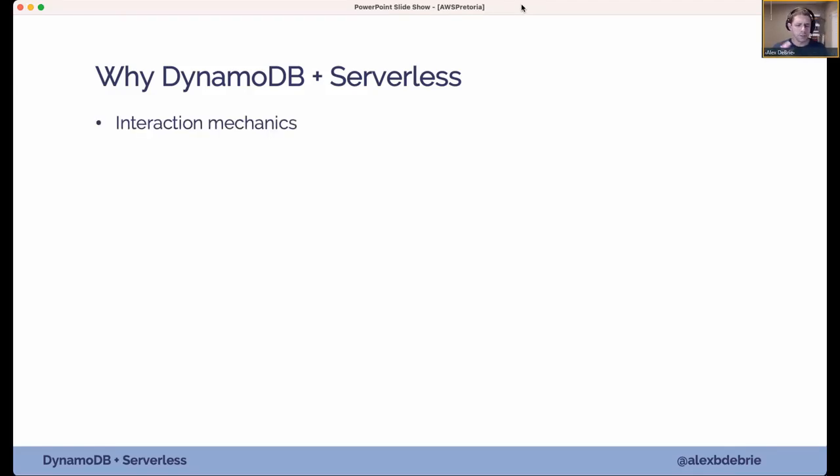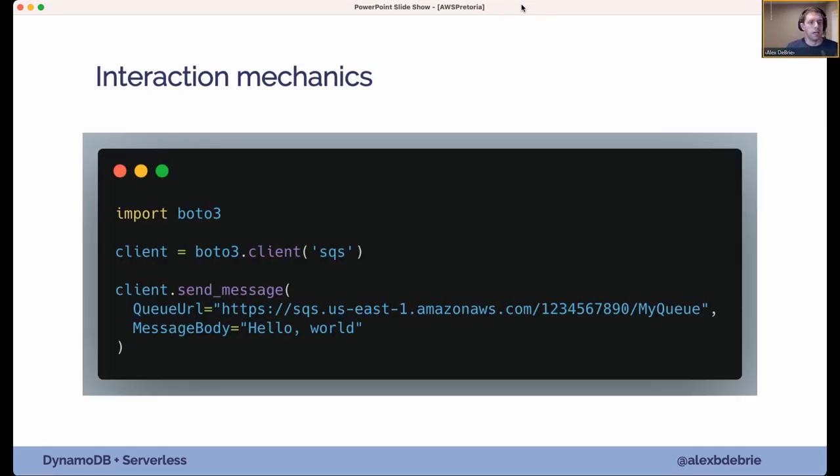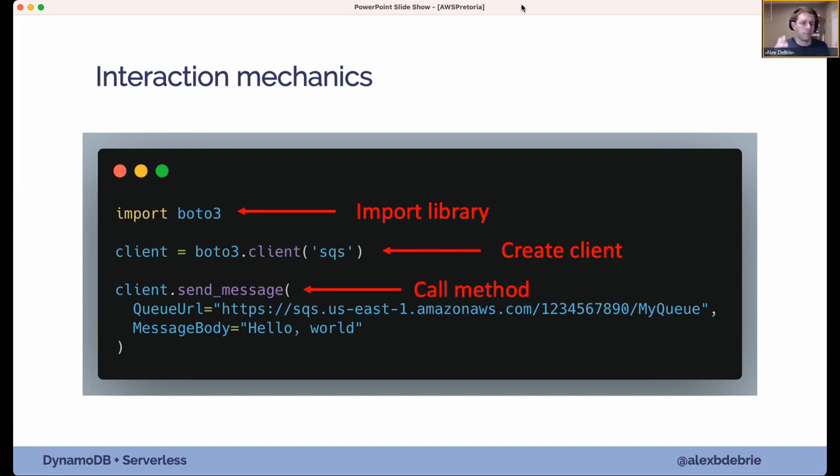The first one is just the interaction mechanics of using Dynamo in your serverless applications. If you're working with Lambda functions, you're probably using other AWS services like I mentioned, and you might be using something like SQS. You need to enqueue a message. And if you're using SQS in your service, it's probably going to look something like this, where you import Boto3. This is Python, so Boto3 is the AWS SDK for Python. You import the library, you create a client, and then using that client, you call the method on that client, which is going to correspond to the method for that service.